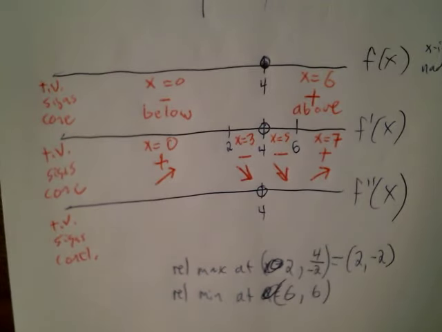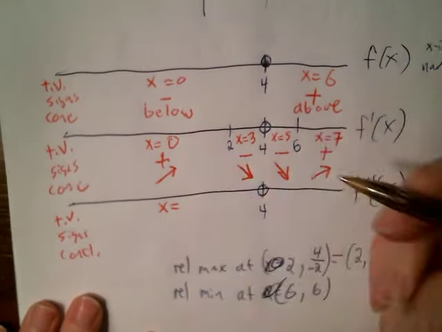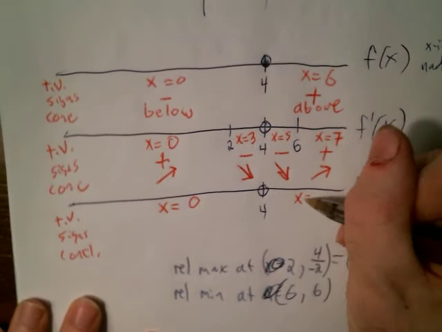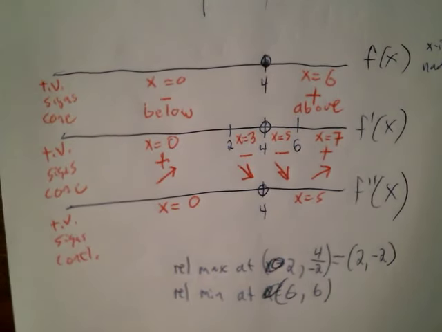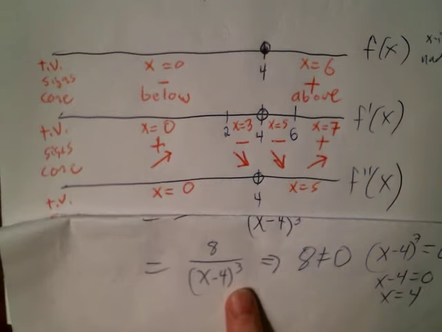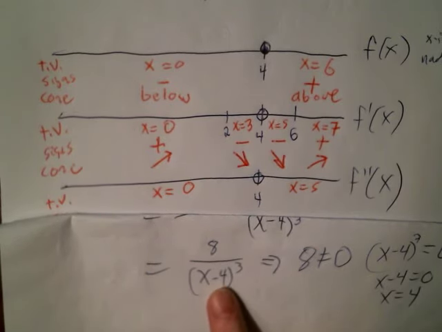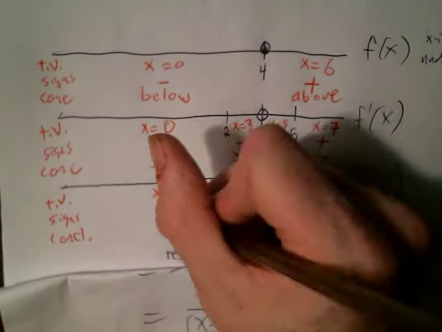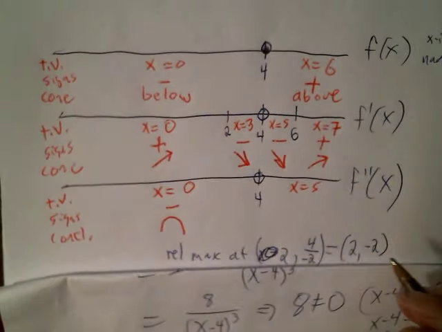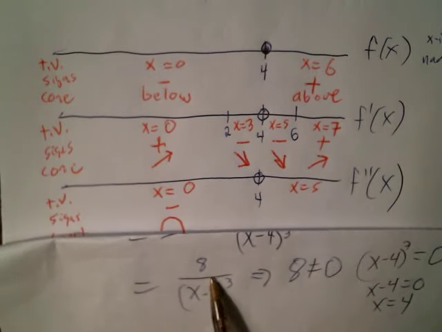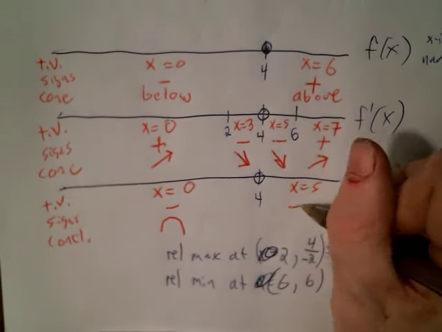Let's get the second derivative going. We could try x is 0 again, and then x is 5. Let's find the second derivative back in the notes. This is the second derivative, so if you plug in 0, you get 8 over negative 4 cubed. Negative 4 cubed is negative 64, so it's positive over negative. It's negative, it's concave down. If you plug in 5, you'll get a positive over positive, so that'll be concave up.